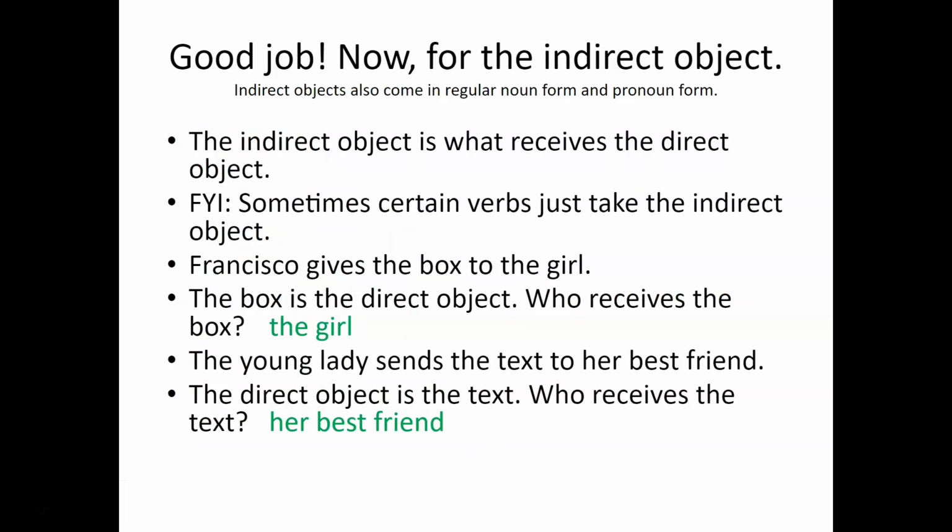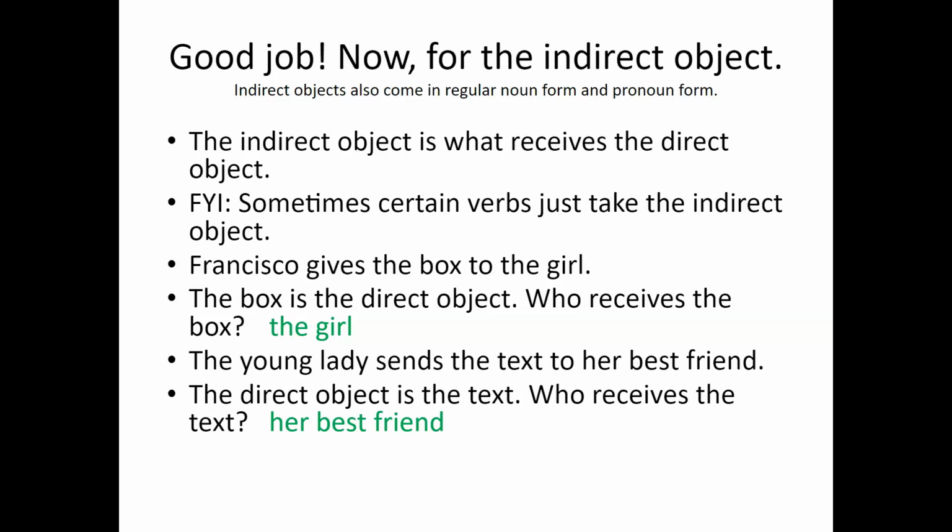Okay, so now for indirect objects. An indirect object is what receives the direct object in most cases. It's also the pronoun that is used with gustar-type verbs. So, that's the second one, FYI. Sometimes certain verbs just take the indirect object. So, Francisco gives the box to the girl. The box is the direct object. Who receives the box? The girl.